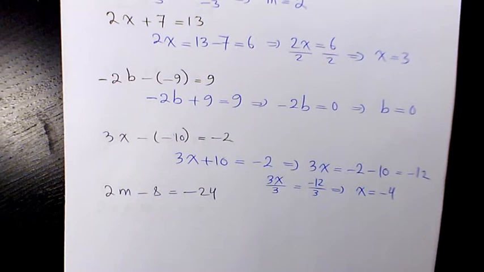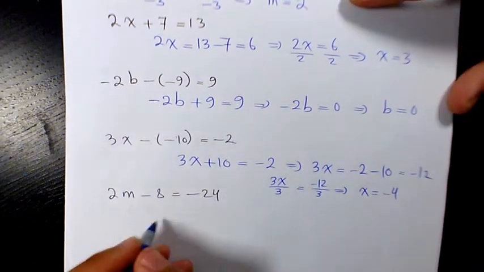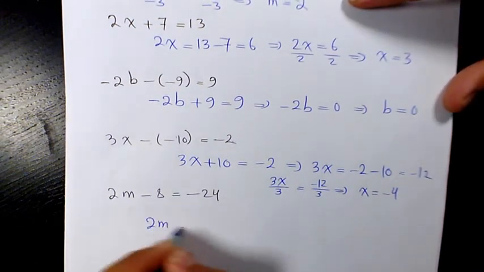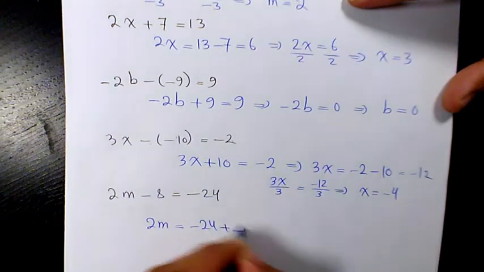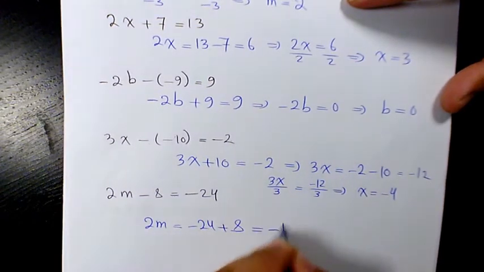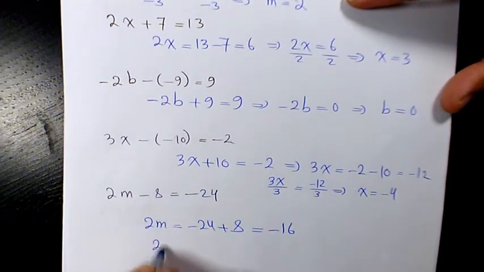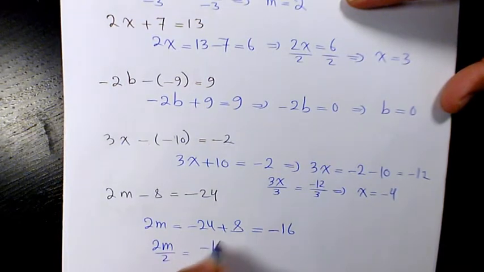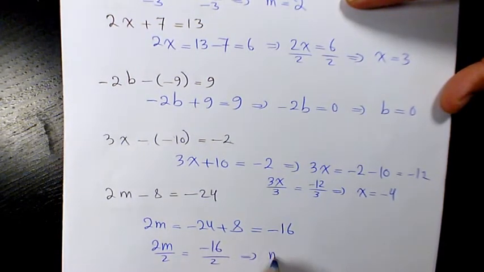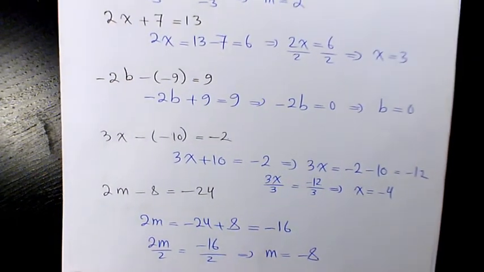Next one, 2m minus 8 equals negative 24. So 2m equals negative 24 plus 8. It's going to be negative 16. So 2m divided by 2 equals negative 16 divided by 2. So m will be negative 16 divided by 2, which is going to be negative 8.